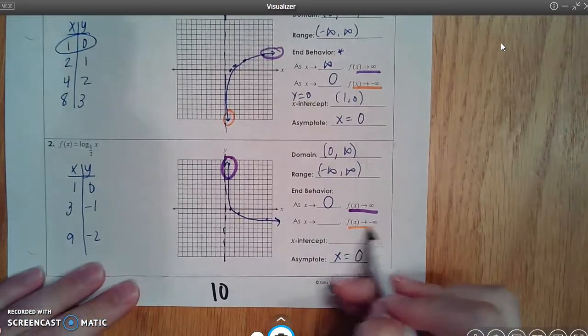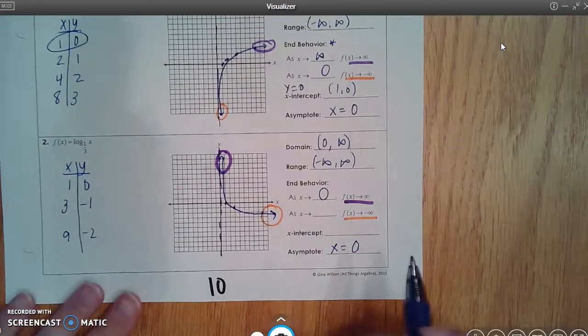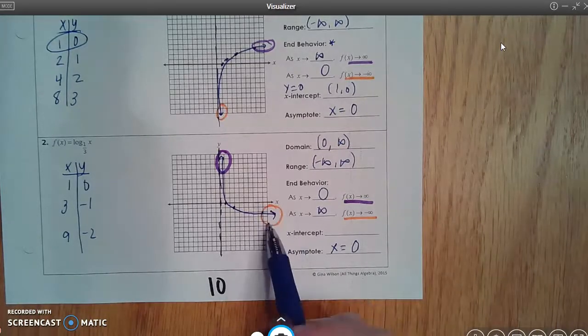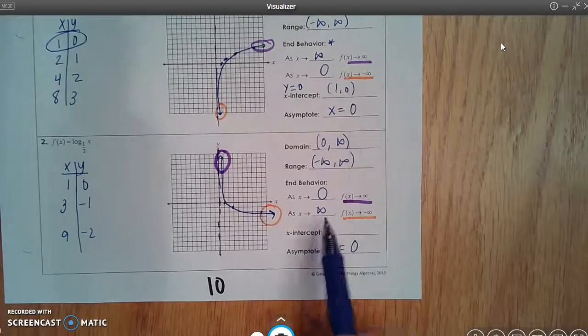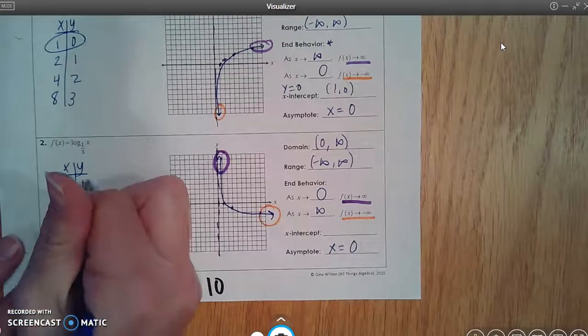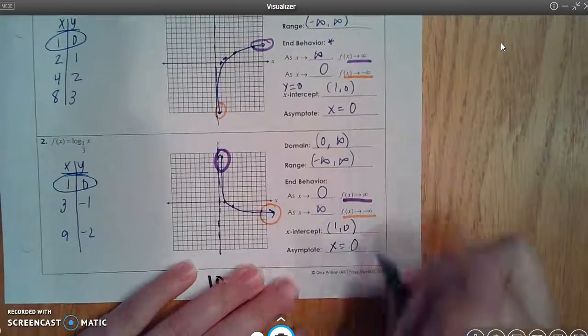My y values are going to negative infinity over here, and my x values, though, are going to the right forever, which means they're going to positive infinity. Now, I understand that they're below the x-axis, but that's because my y values are negative. My x values are still going right forever, which means I'm going to go to all the positive x values. Once again, my x-intercept is where y is equal to 0, which is at (1, 0).